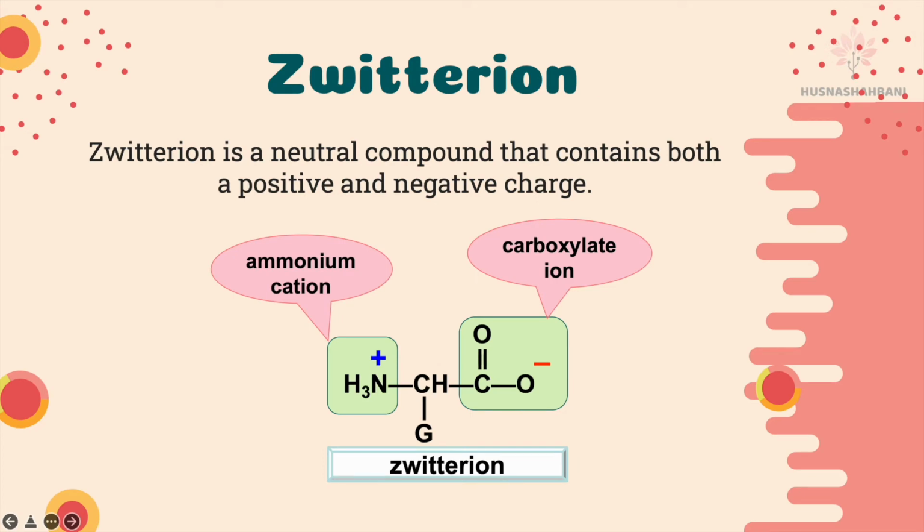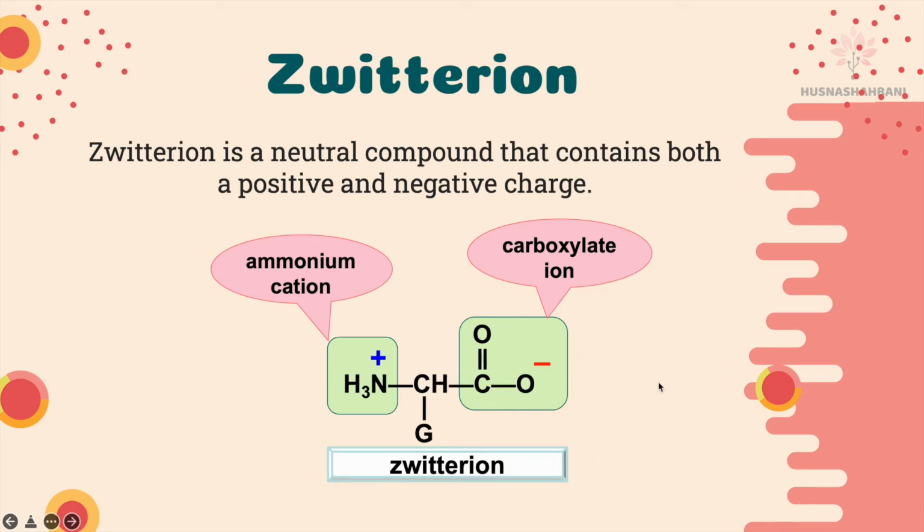Zwitterion. A zwitterion is a neutral compound that contains both positive and negative charge. The COOH part becomes a carboxylate ion. The NH2 part becomes an ammonium cation. This N receives 1 H, so NH3, with the plus at N. The carboxyl part loses 1 hydrogen. The bonding hydrogen becomes a lone pair of electrons at the oxygen, so it is a carboxylate ion.